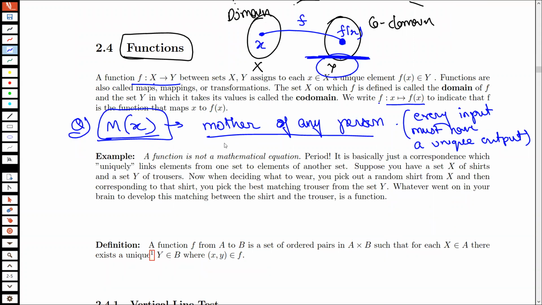Yes, sir, it is, because everybody has a biological mother, even if some people, due to certain circumstances, might not know their biological mother. Everybody has a unique biological mother.